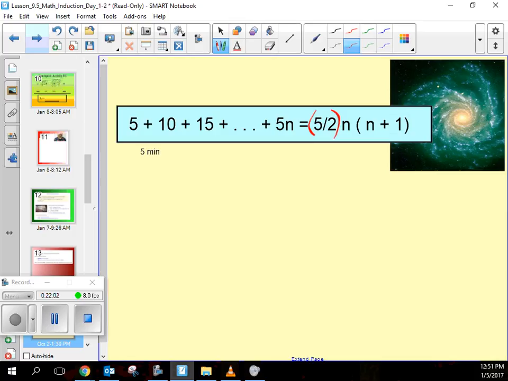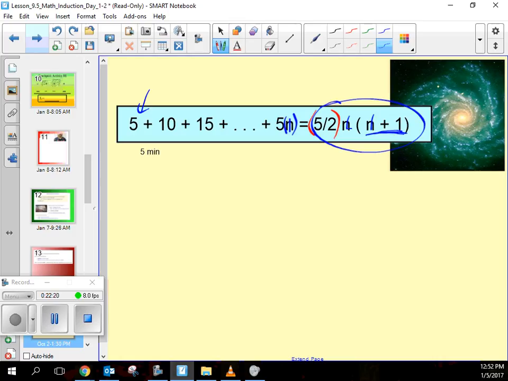When you stuck in 1, did it work? When I stick in 1, this gives me 5. Is that the first term? Yup. And if there's only one term, then the answer should be 5. So let's see. Does this really give you 5 when you stick in 1?